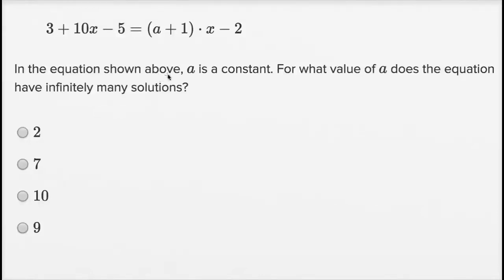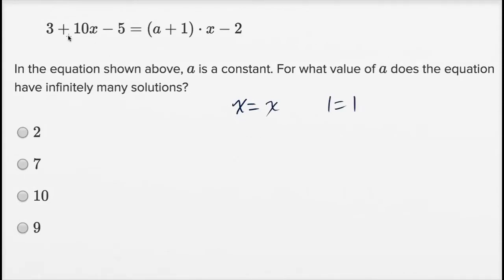In the equation shown above, a is a constant. For what value of a does the equation have infinitely many solutions? So you end up with infinitely many solutions if your equation simplifies to something like x is equal to x, or 1 is equal to 1. Something that's true, that's going to be true for any x that you pick.